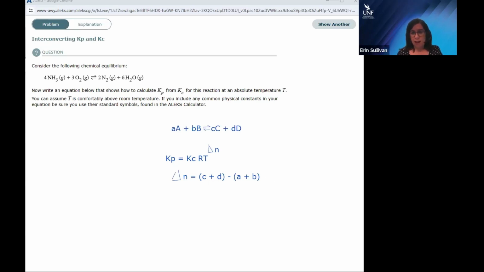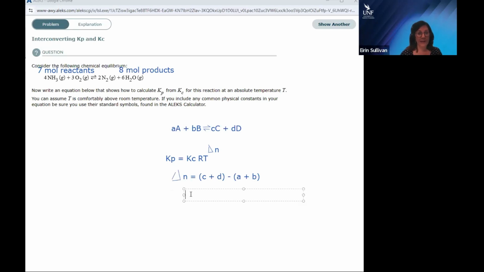So in this particular case, how many moles of products do we have? We've got 2 moles of nitrogen and 6 moles of hydrogen, so it's 8 moles of products. And then on the left-hand side, we've got 4 moles of ammonia and 3 moles of oxygen, so that's 7 moles of reactants. Now we don't actually have to solve for this. It's just asking us for an algebraic expression. We know what delta n is going to be.